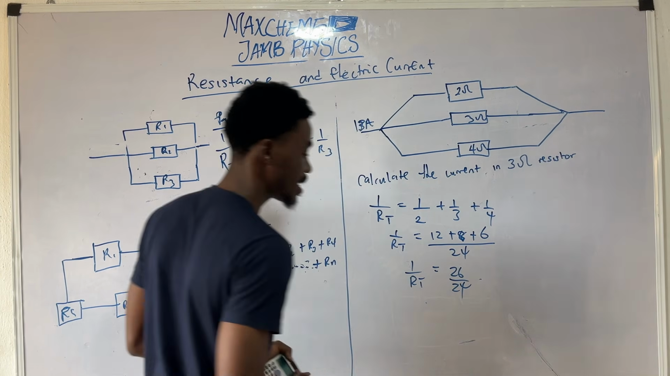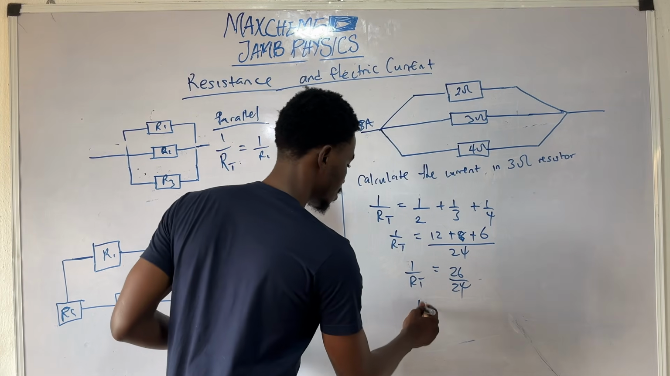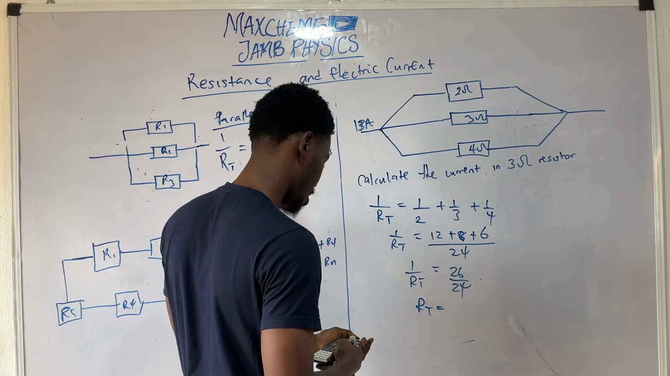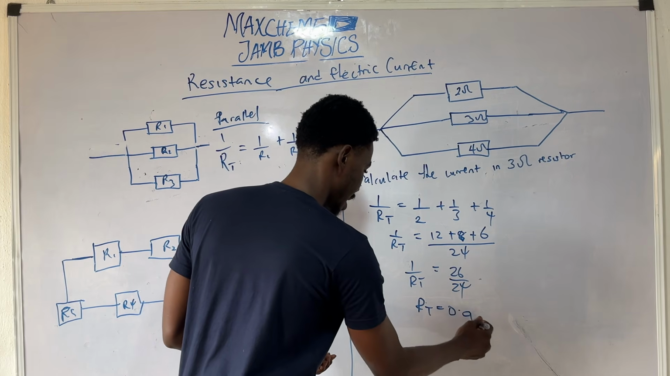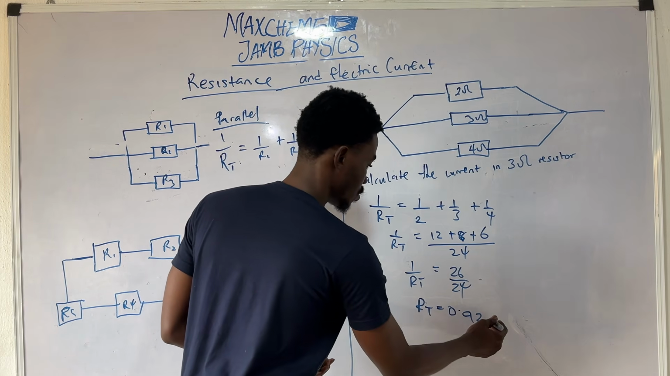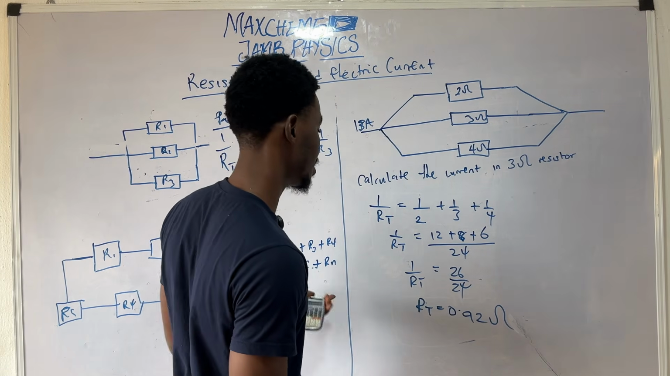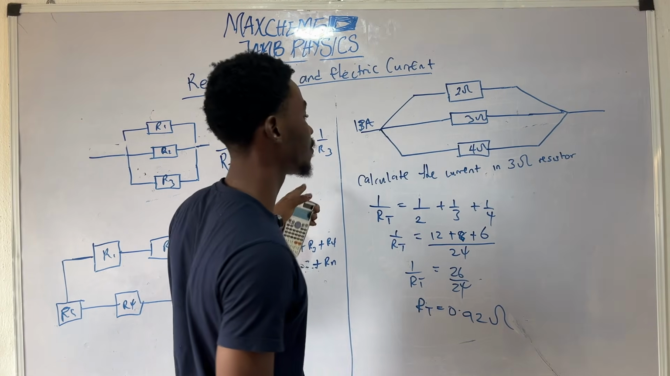So making RT the subject of the formula, just simply take the reciprocal. So RT becomes 24 divided by 26. That gives us 0.92 ohms. So this is the total resistance of this circuit. But we are not asked to find the total resistance.